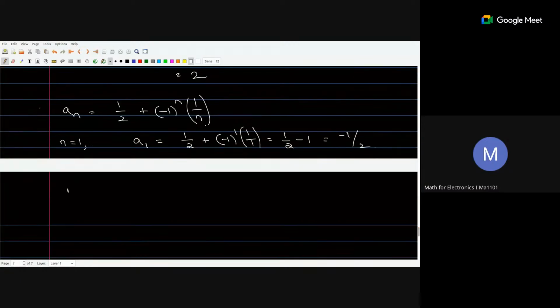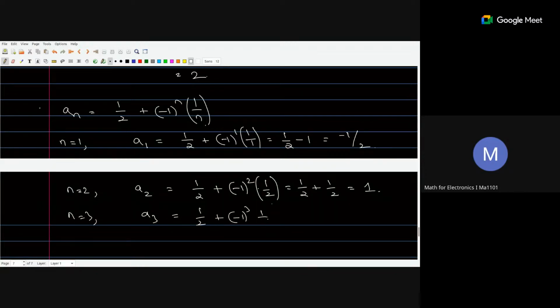Okay. And then see n equals 2. This will give you a2: half plus minus 1 whole square times 1 by 2. This will be equal to half plus half. This will give me 1. And then see n equals 3. A3 will be half plus minus 1 whole cube times 1 by 3. So this is half minus 1 by 3. Correct. This will give me 1 by 6.